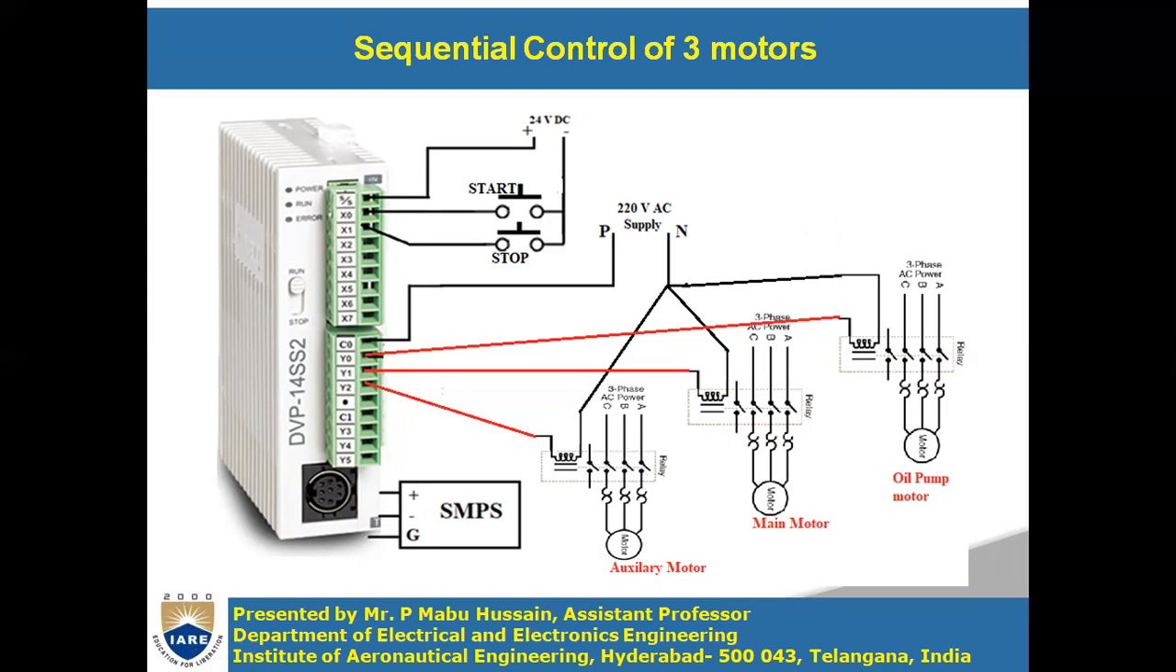Like this, all the 3 motors will start sequentially one after another. Finally, all the 3 motors will be in running mode until you press the stop button. Whenever you press the stop button, all the 3 motors have to stop. So this is what you have to do with your PLC.